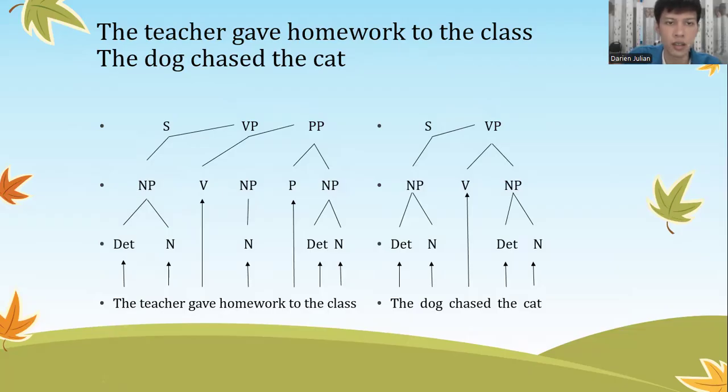Next is: The dog chased the cat. "The" is a determiner, "dog" is a noun. The dog is a noun phrase. "Chased" is a verb. "The" is a determiner, "cat" is a noun. The cat is a noun phrase. Chased the cat is a verb phrase. The dog chased the cat is the sentence.